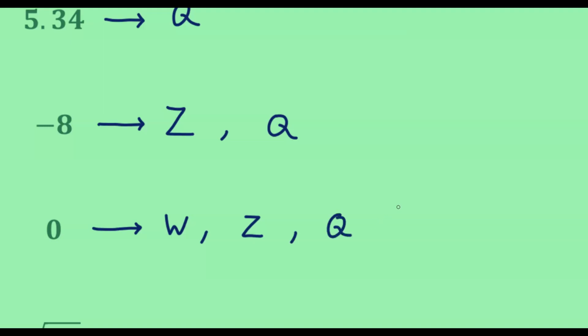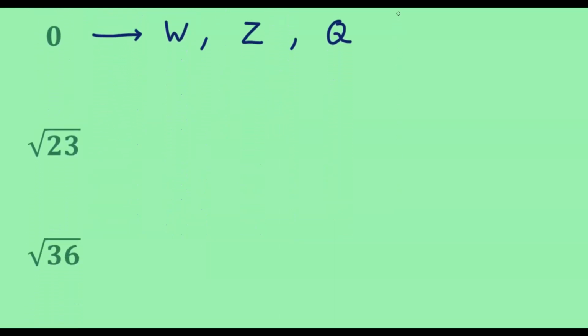Let us consider the next one. We have -8. Now, -8 is an integer. This is the opposite of a natural number, so it is an integer. So this belongs to the set Z. And since all integers are rational numbers, this also belongs to the set Q, and so -8 is both an integer and a rational number. Next, consider 0. Now, 0 is a whole number because the set of whole numbers has the numbers 0, 1, 2, 3, and so on. Now, all whole numbers are integers, so 0 is also an integer, and all integers are rational numbers, so 0 is also a rational number.